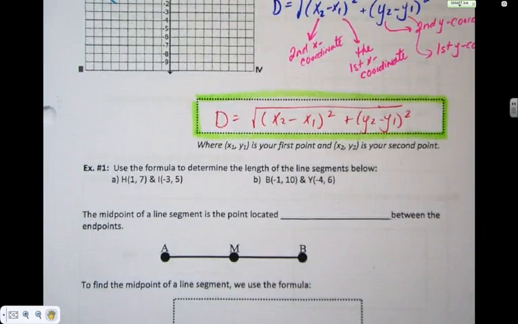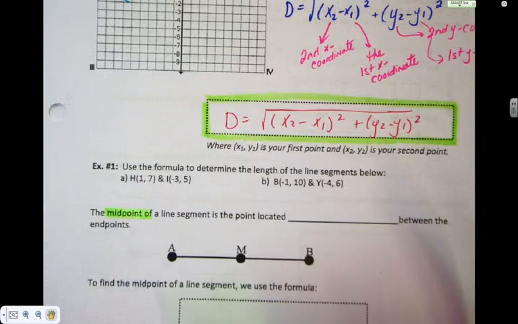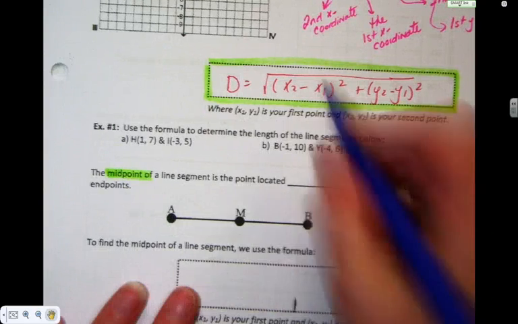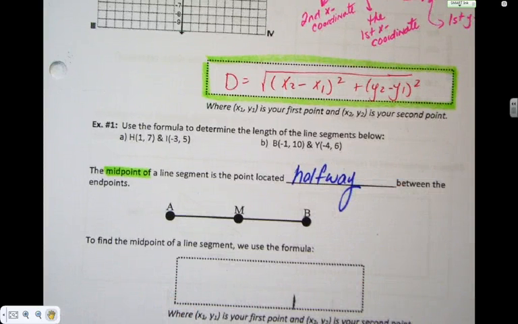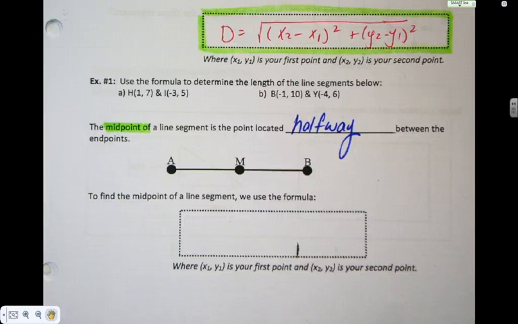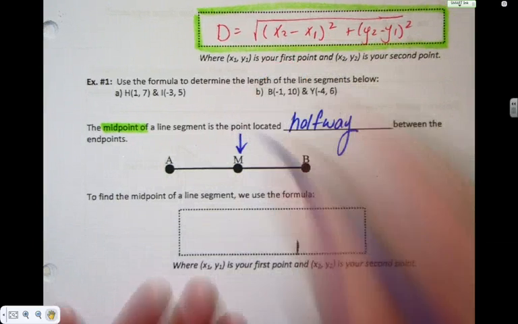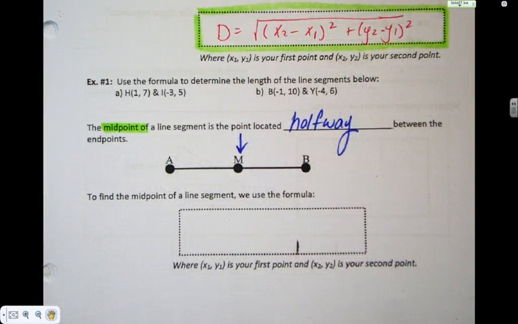Midpoint of a line segment is the point located, fill in the blank, halfway. So this would be the midpoint of the line segment A to B.